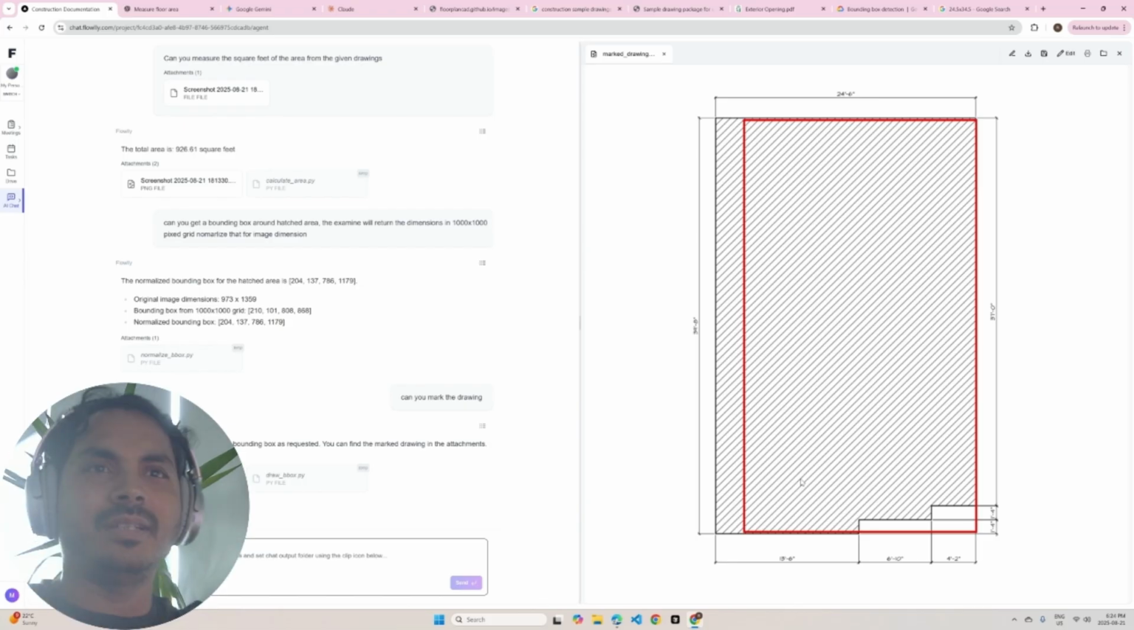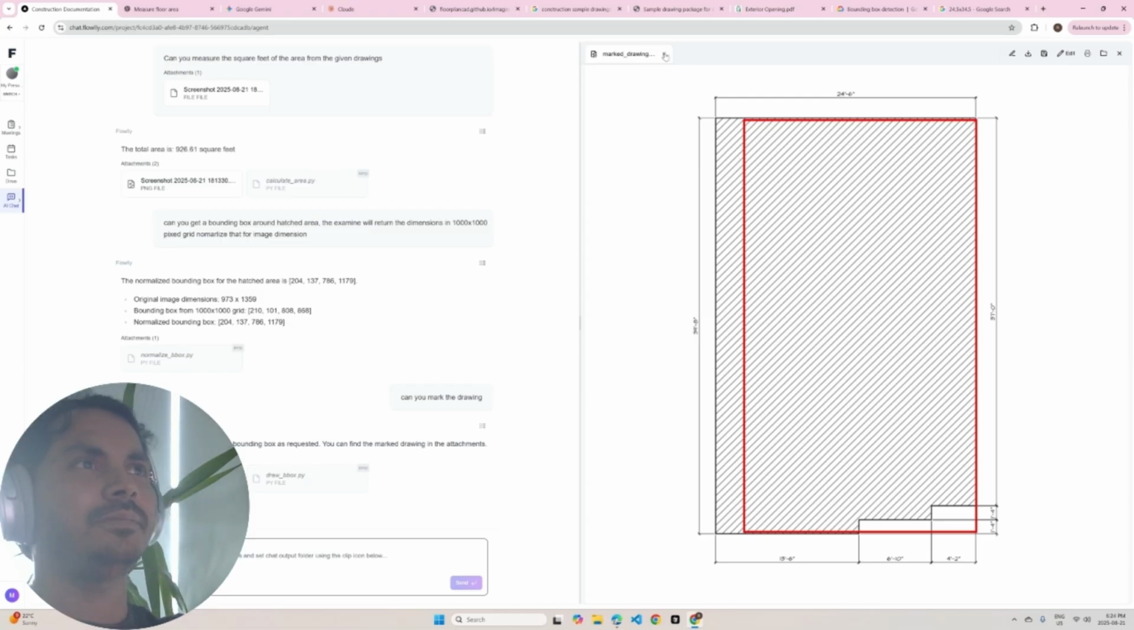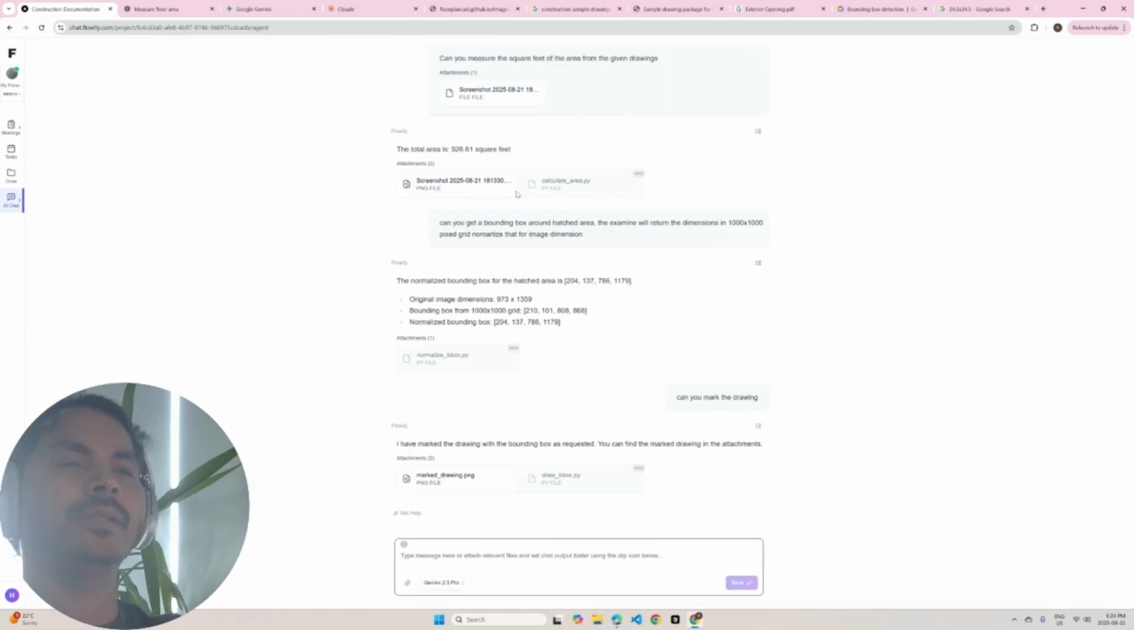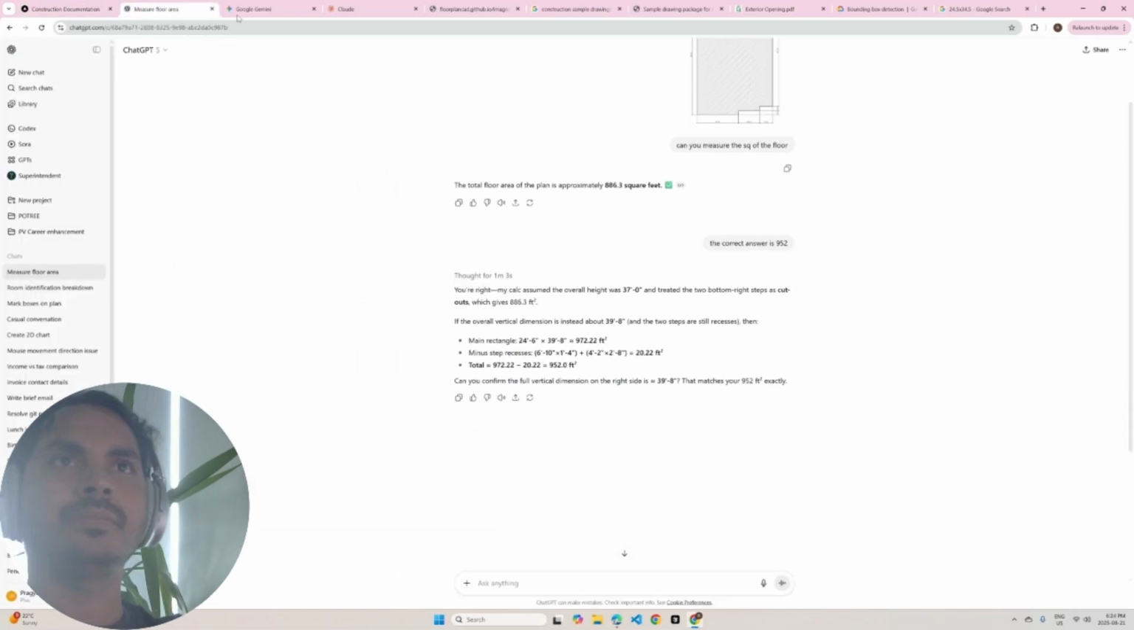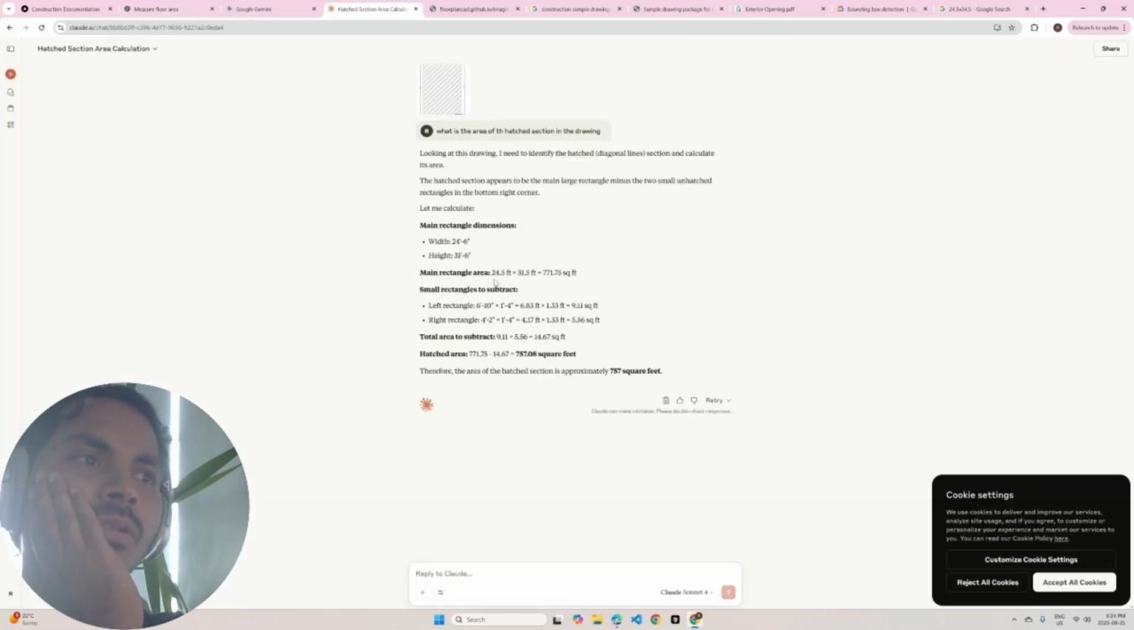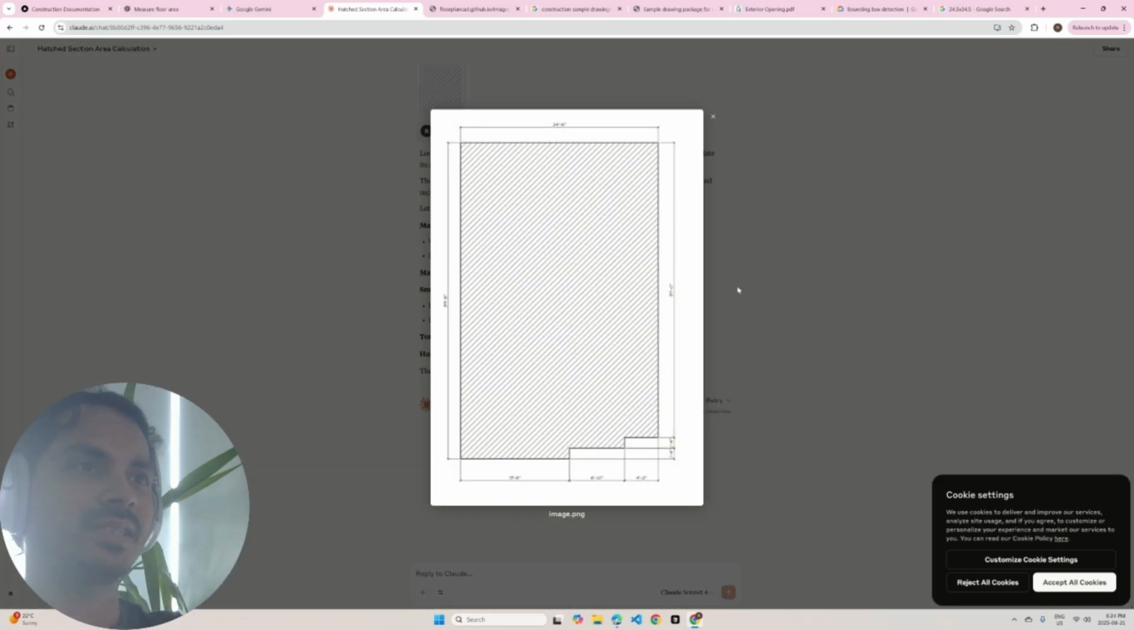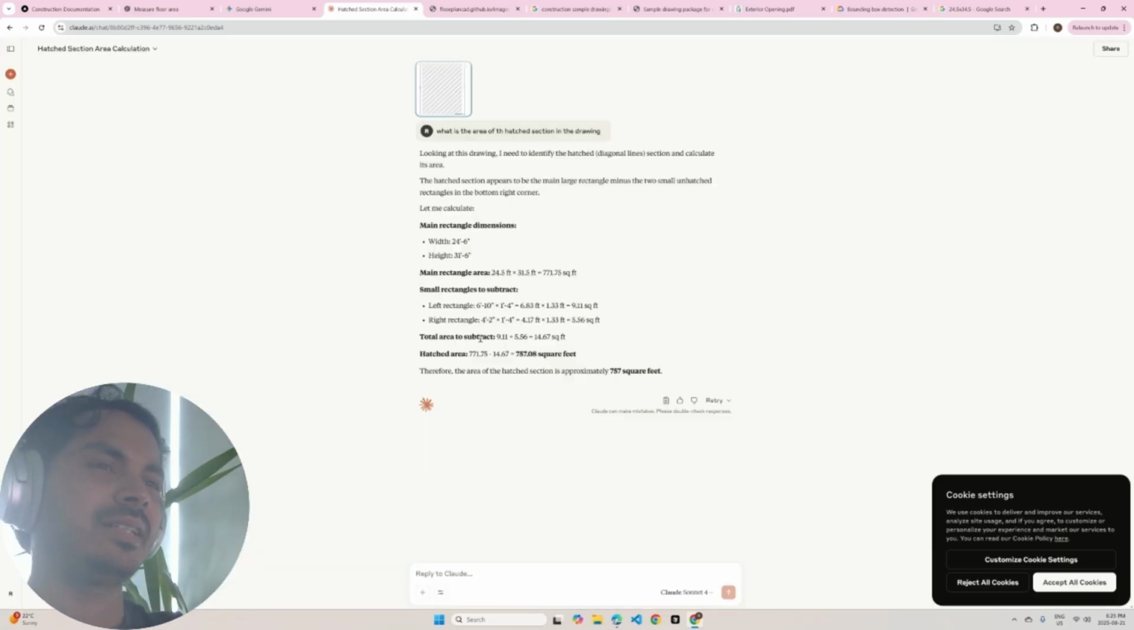Yeah, so these dimensions are not correct, right? Okay, this is way off. For Claude, it's way off. It couldn't get any understanding of the dimensions of the area.